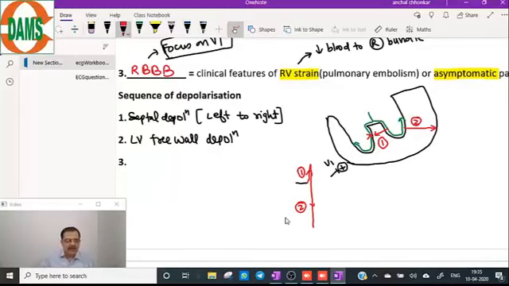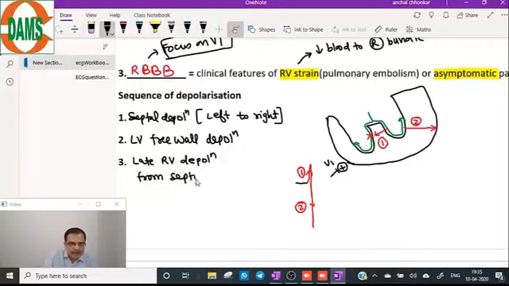Now, what will happen? Right ventricle will depolarize, no doubt. But how will it get depolarized? So there will be a late right ventricle depolarization from the septum side, muscle to muscle.